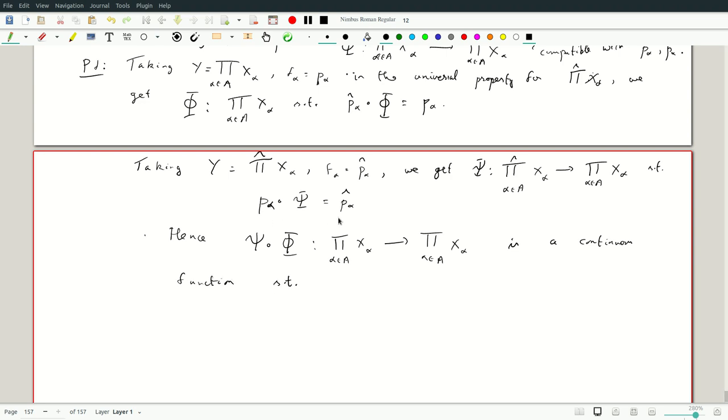Such that when we put these two together, so P alpha composed with C, we will see that if you look at P alpha composed with C composed with phi, it's P alpha. Why is that? Because P alpha composed with C is P alpha hat, and P alpha hat composed with phi is P alpha. So in two steps we see that this happens.